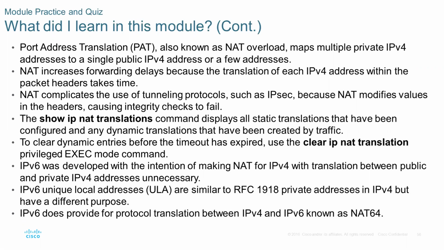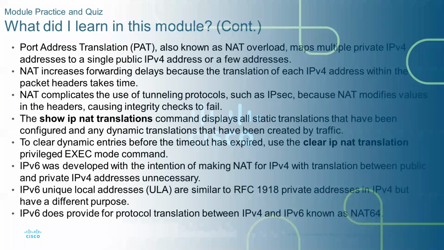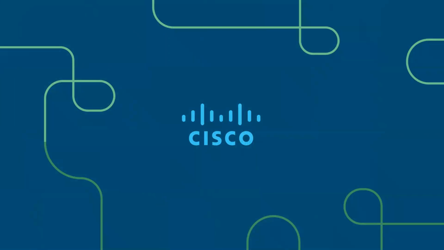IPv6 is not requiring the assistance of this feature because the addressing pool was so much larger, so it doesn't need the ability to translate. What we do have built into it is a NAT64 function, which will translate IPv6 addresses to IPv4 addresses while we transition from one version of the protocol to the next. And that brings us to the end of this presentation.